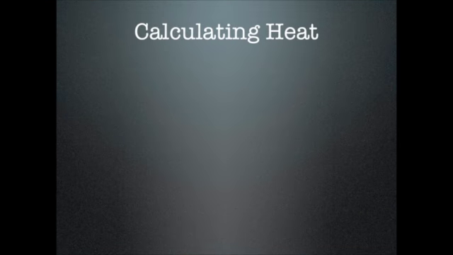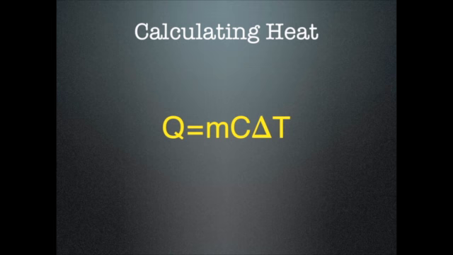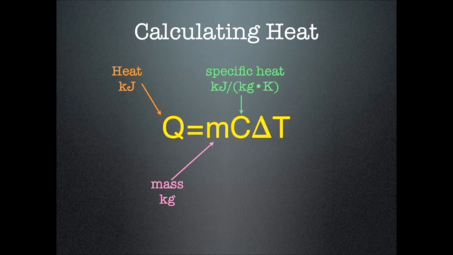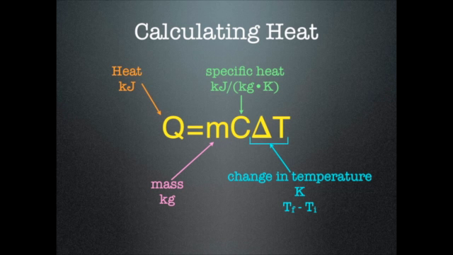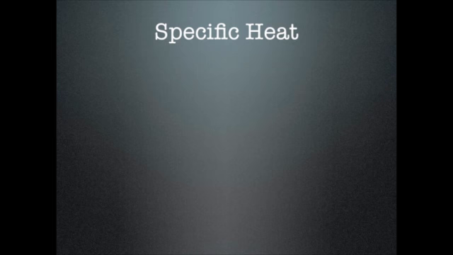Now let's talk about how to calculate heat. The heat equation is Q equals mc delta T. Q stands for heat and is measured in kilojoules. M is for mass, measured in kilograms. C is for specific heat, measured in kilojoules per kilogram Kelvin. And delta T is the change in temperature, which would be T final minus T initial, and that will always be in Kelvin.